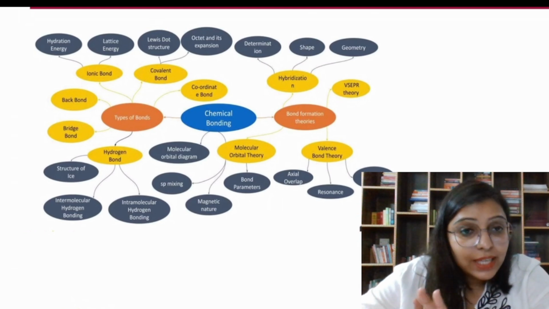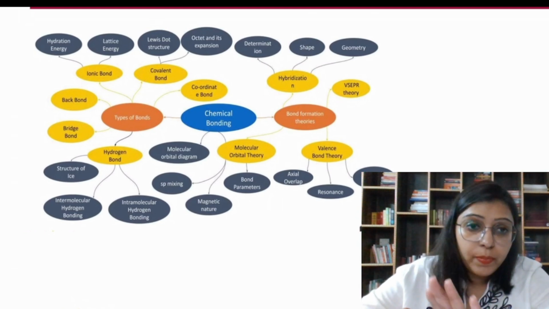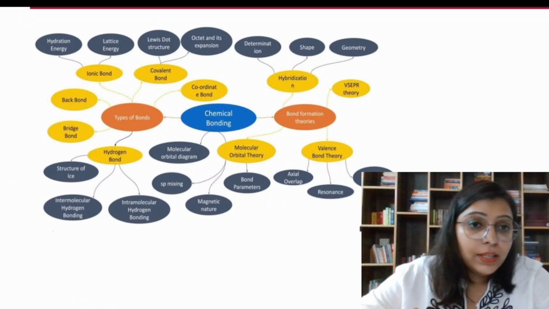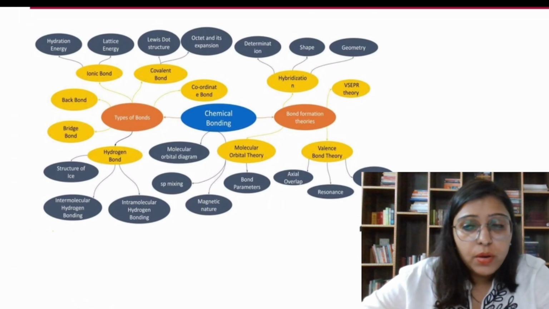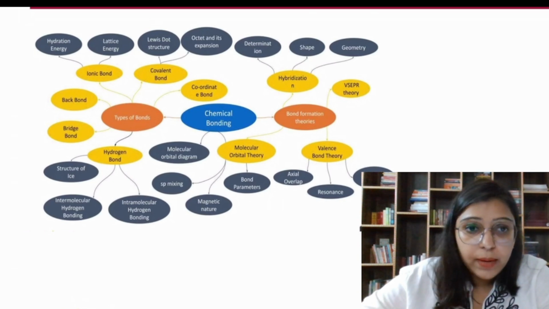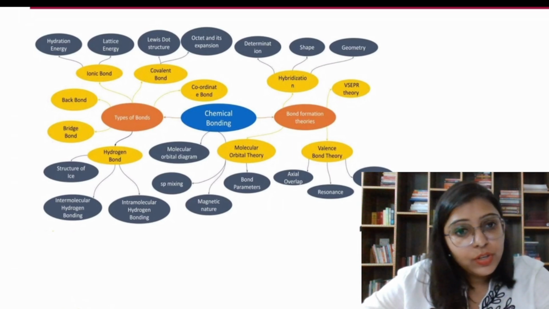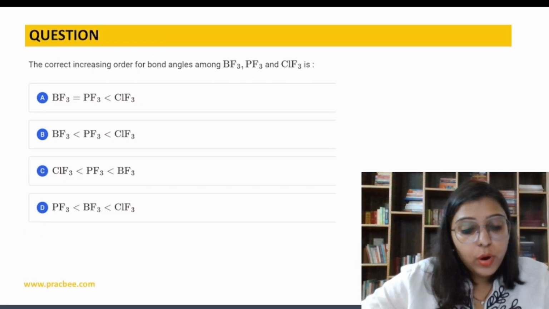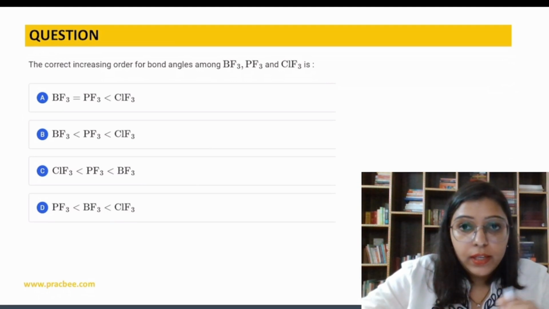So before starting with the questions, please go through all these topics at once, and then you can start doing the questions. Up to now, I have discussed almost every important aspect of this chapter. Now let's start doing the questions. So let's do question number 1. The correct increasing order for bond angles among BF3, PF3 and ClF3 is.